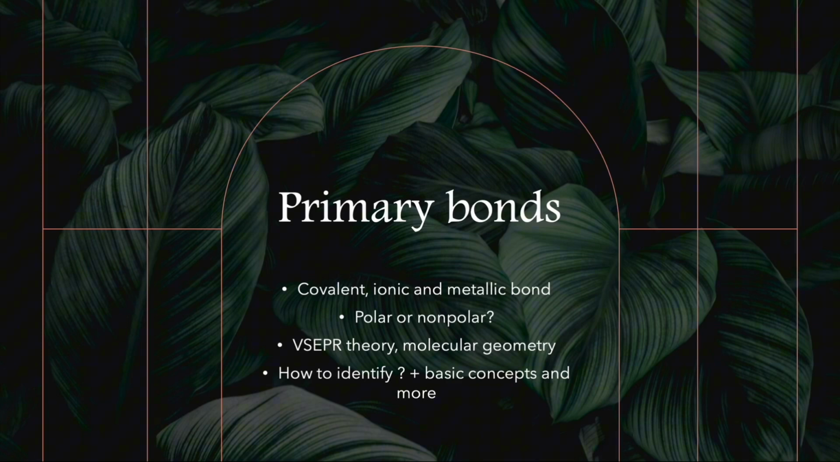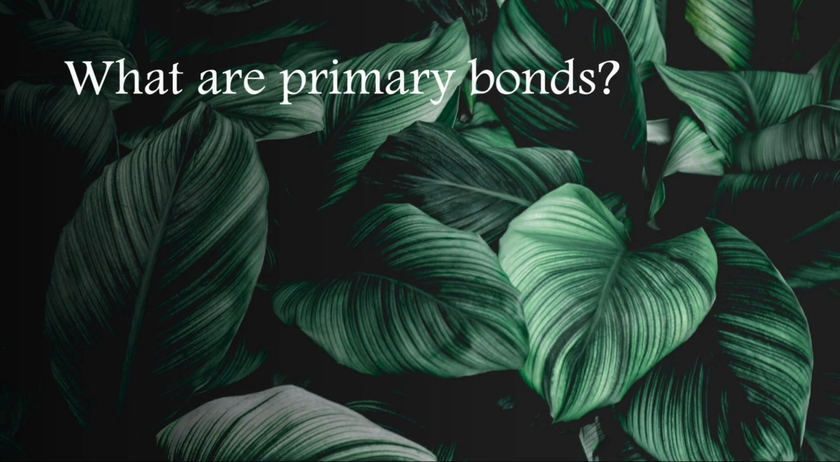What are primary bonds? Primary bonds or strong bonds are the main types of chemical bonds that hold atoms together in molecules and solids. These bonds involve the sharing or transfers of electrons between atoms and are much stronger than secondary or intermolecular forces like hydrogen bonds or van der Waals forces. We're going to cover them in the next video. Don't forget to watch that.